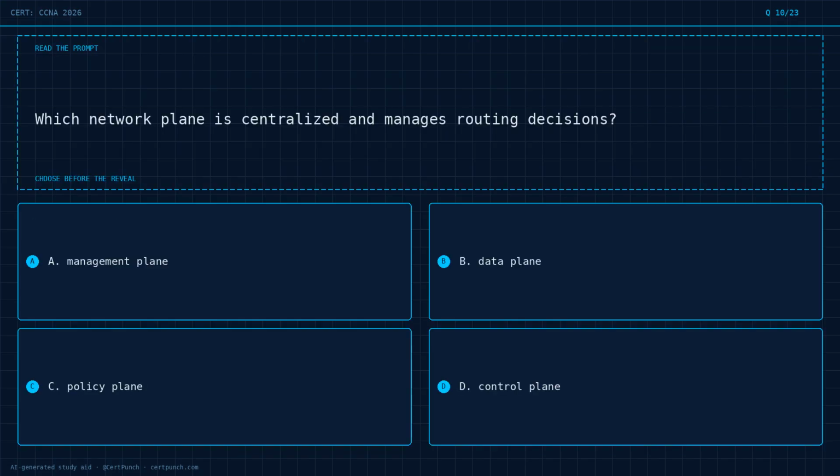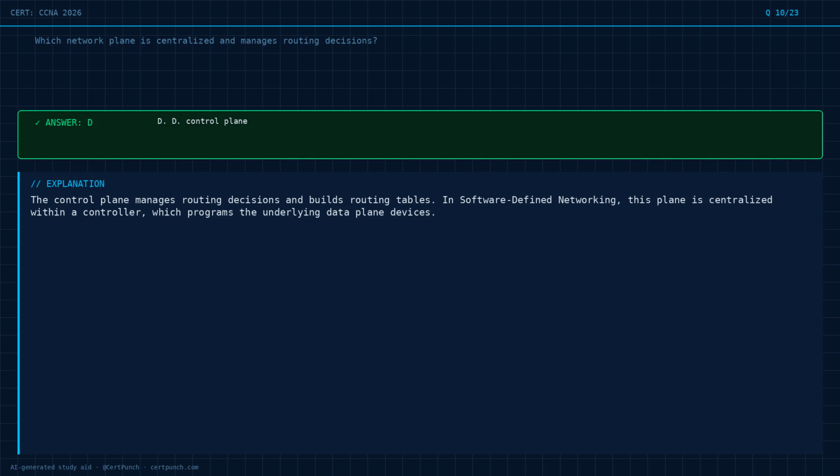Question 10 of 23. Which network plane is centralized and manages routing decisions? Option A. Management plane. Option B. Data plane. Option C. Policy plane. Option D. Control plane. Lock in your pick before the reveal. Trust the read. The answer is option D. Behind the answer, the control plane manages routing decisions and builds routing tables. In software-defined networking, this plane is centralized within a controller, which programs the underlying data plane devices.